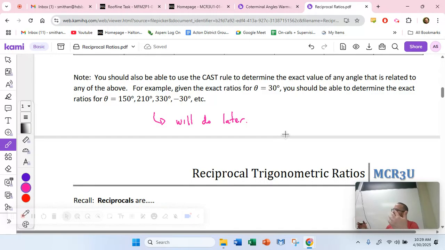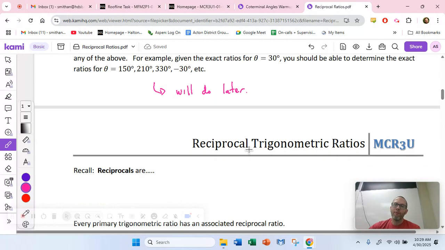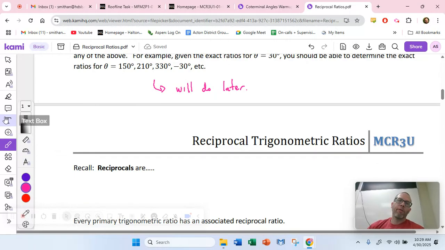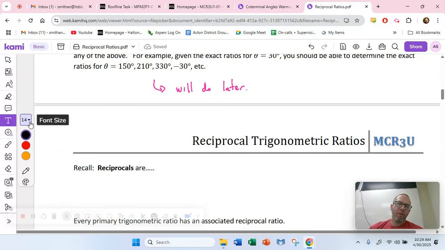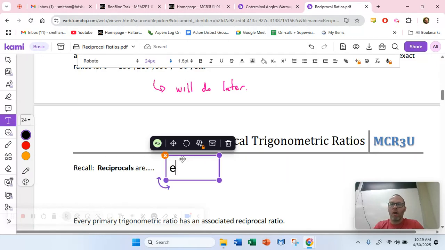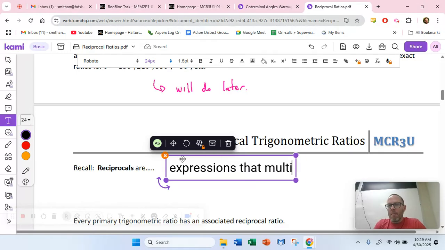Flipped. So flipped is the exact word you guys should be thinking of. So formally, reciprocals, you guys can jot this down. I think I'll type this one out. Formally, reciprocals are expressions that multiply to 1.